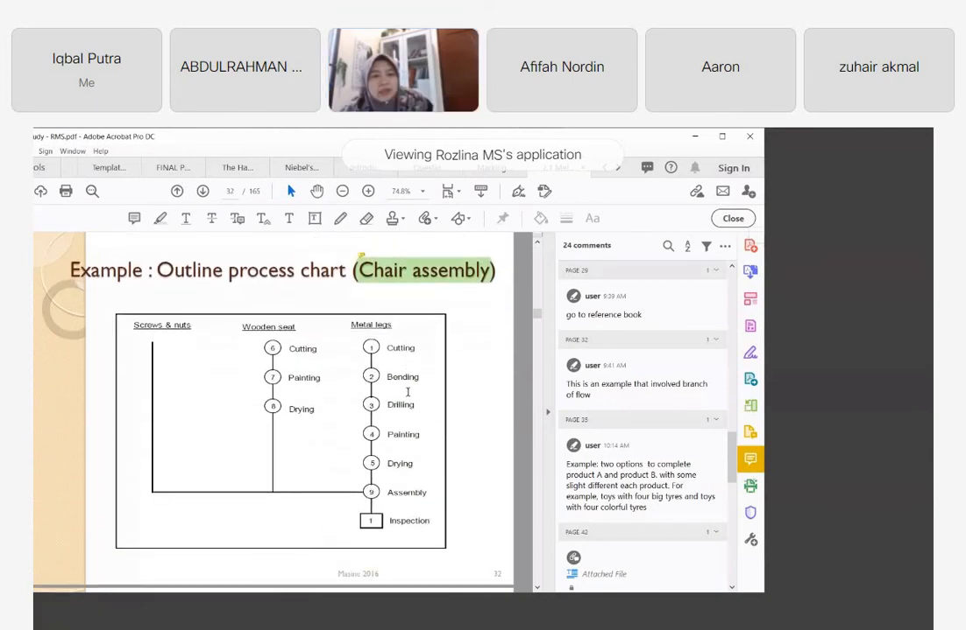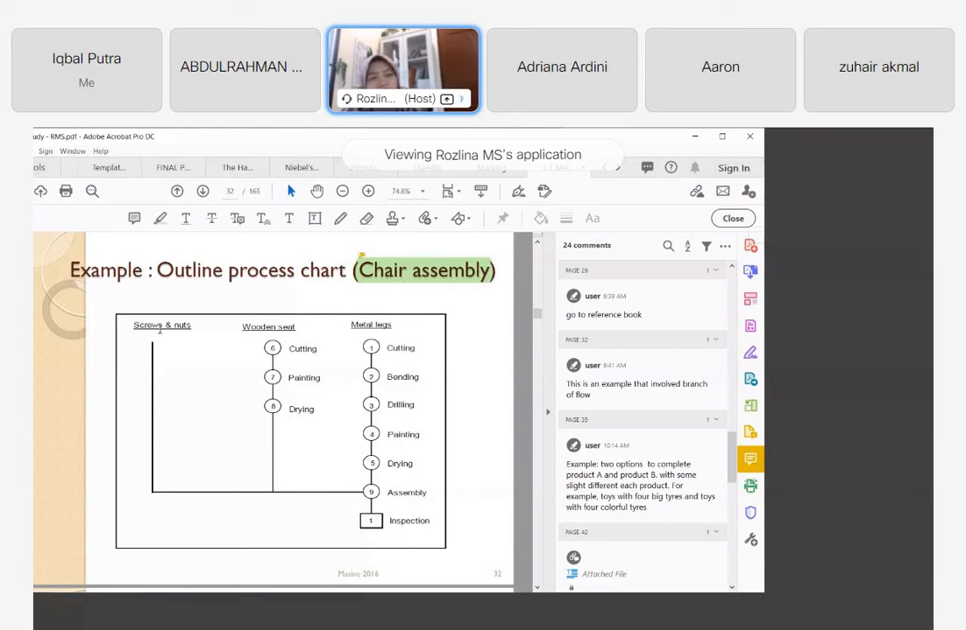What about this? Chair assembly, an example that involves a branch of flow. You have the branch of flow, and this is the primary flow. Start with developing the metal legs. Make the legs first, so you have to cut, bend, drill, paint, dry. And then you wait for the wooden seat to be processed. For the wooden seat, they have to cut, paint and dry. Then go to the assembly.